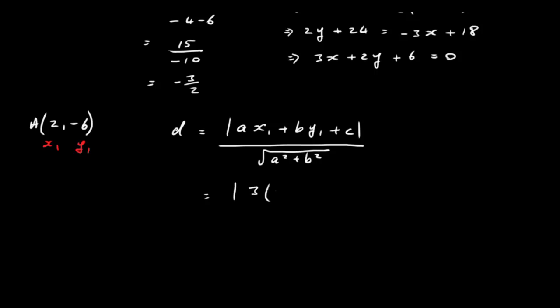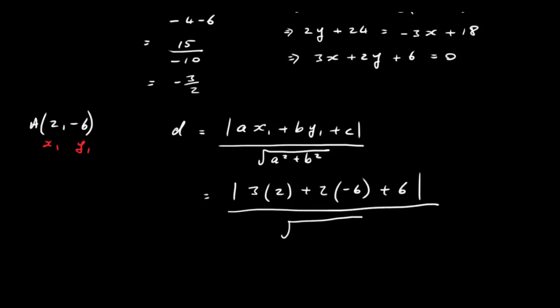So the equation of our line is going to be 3. Then we've got to put in x1, which is 2, plus b. So this is our b here, plus 2. Now put in our y1, so that's going to be minus 6 in here, and then we've got our plus c here, so that's plus 6. Put all of that over the square root of a squared plus b squared. But remember, this is our a, this is our b. So let's put those in. So our a is 3, we're going to square it. Our b is 2, plus 2, we're going to square it. And now we just got to work this out.